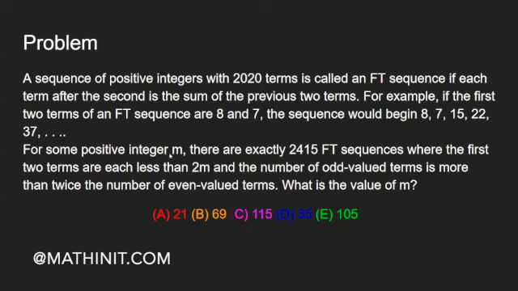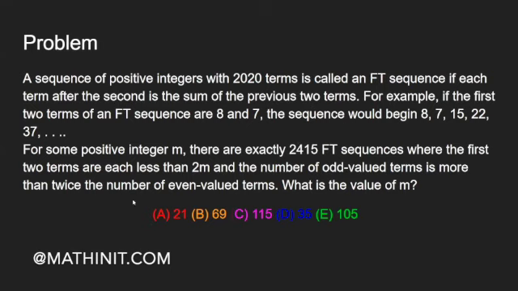And then for some positive integer m, there are 2,415 sequences where the first two terms are each less than 2m, and the number of odd valued terms is more than double the amount of even valued terms. So then it's asking you what is the value of m, and it's a multiple choice question.